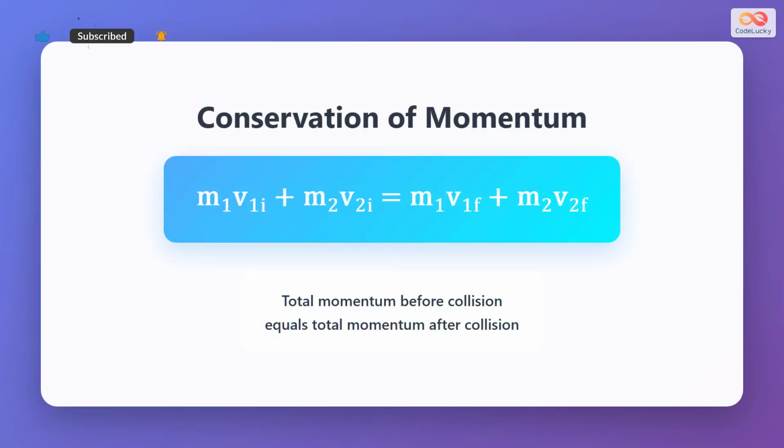The conservation of momentum states that m1v1i + m2v2i = m1v1f + m2v2f. In words, this means the total momentum before collision equals the total momentum after collision. The subscript i represents initial values, and the subscript f represents final values after the collision.